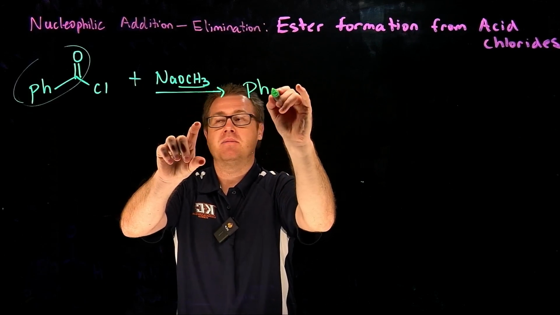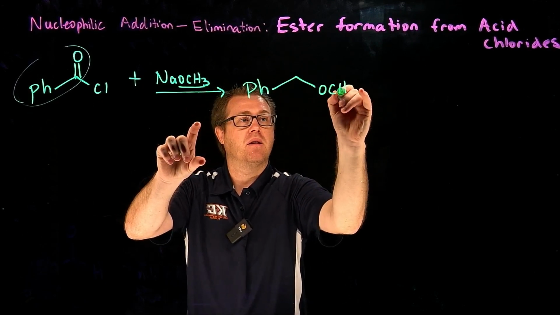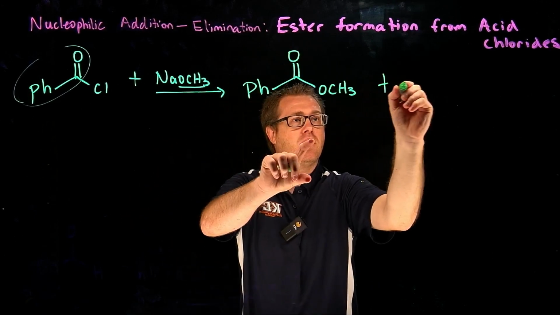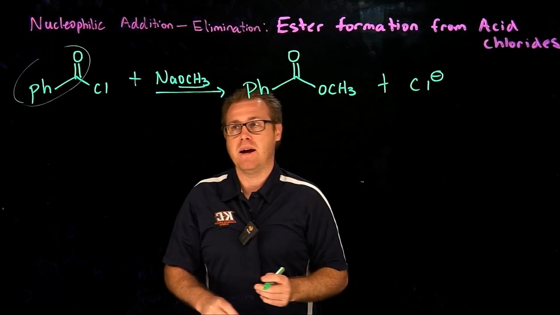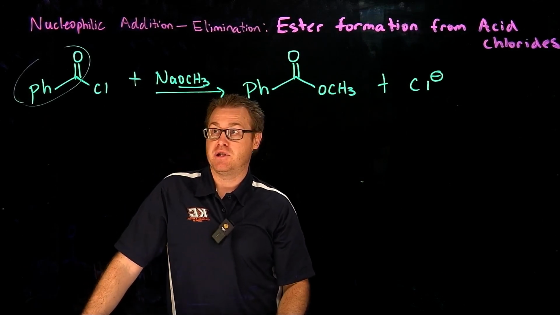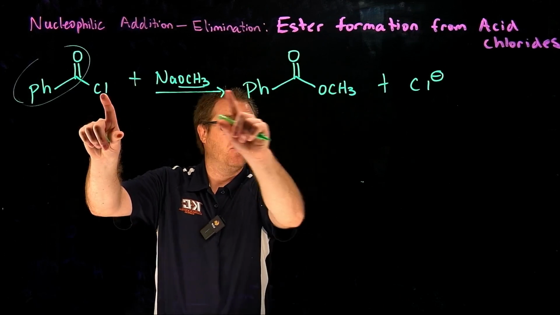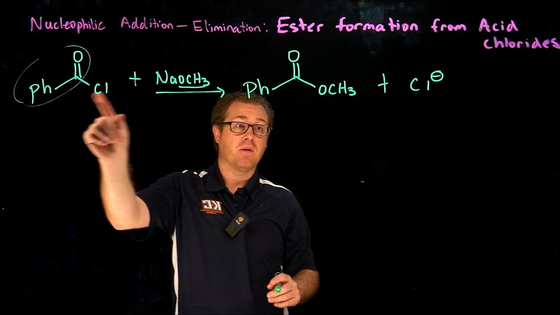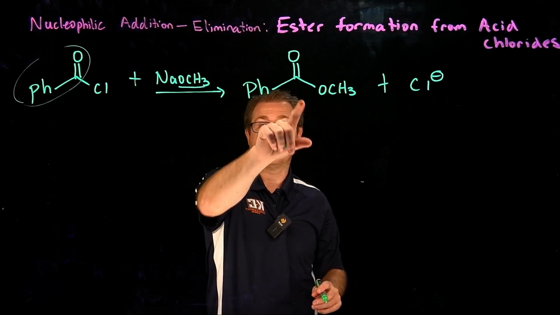And we would get something that looks like this. We would generate our ester, and then our chloride would be floating around. So what we've done is an acyl substitution. We've replaced that with this piece. So you can see we've gone from an acid chloride to an ester.